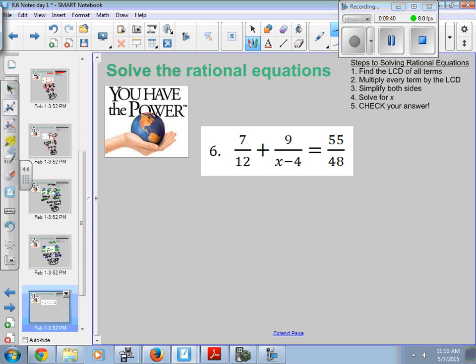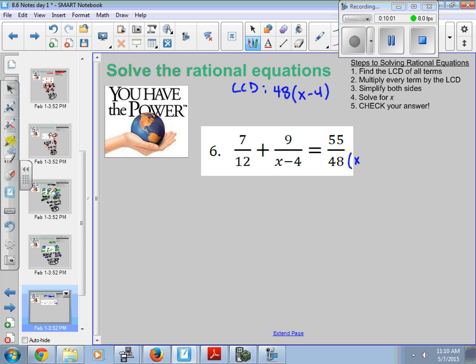Number 6, again, find the least common denominator. It looks like we're going to need one of these x minus 4s in there, that term. And then we got to figure what's the least common multiple of 12 and 48. 12 does go into 48, so our least common denominator here should be that. So now I'll figure out what to multiply everything by.